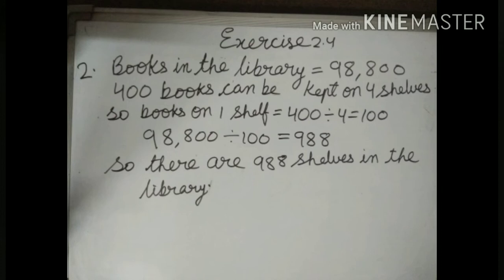तो लाइब्रेरी में टोटल बुक्स कितनी है 98,800. इसको हम जब 100 से डिवाइड करेंगे सो आंसर इज 988. मीन्स हमें 988 शेल्फ्स चाहिए बुक्स को अरेंज करने के लिए.